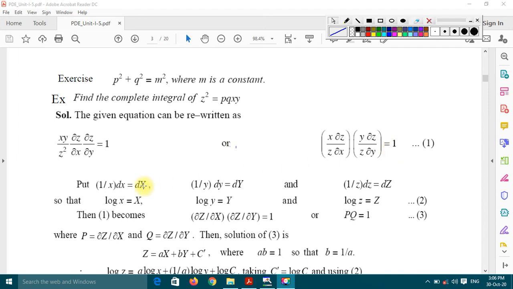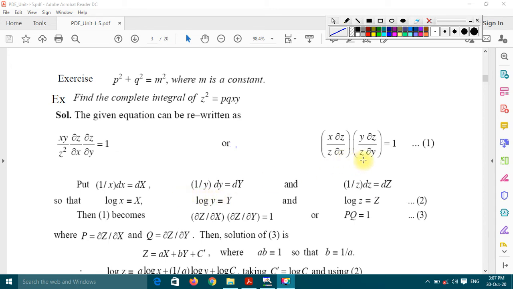Suppose that (1/x) dx is equal to dX, (1/y) dy is equal to dY, and (1/z) dz is equal to dZ. If we integrate, then we get log x is equal to X, log y is equal to Y, log z is equal to Z. Then what happens after substituting this into equation number 1?